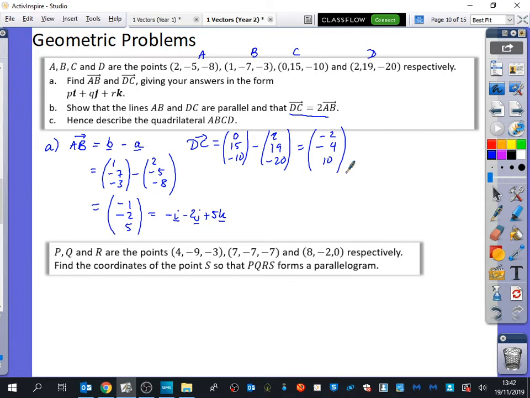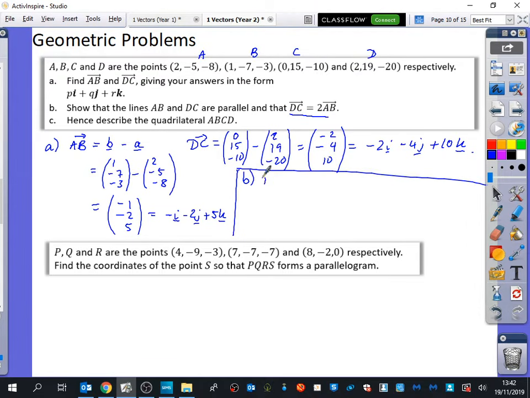Which is good, because we're about to see the thing that it's asking for us to do. So that's minus 2i minus 4j plus 10k. Okay, so we've done that first bit. It then says show that the lines AB and DC are parallel. That was our part A of the question. Let's just box this off so we've got a bit more space.